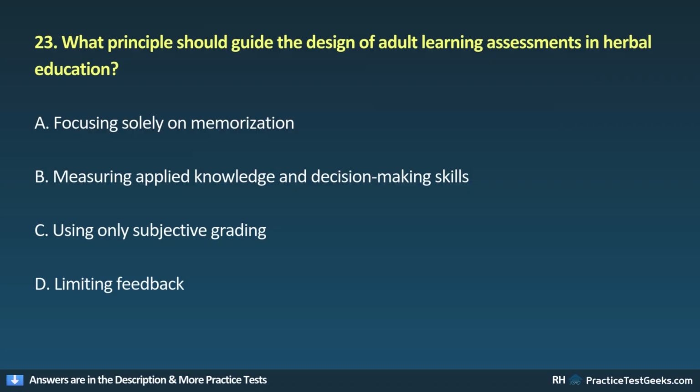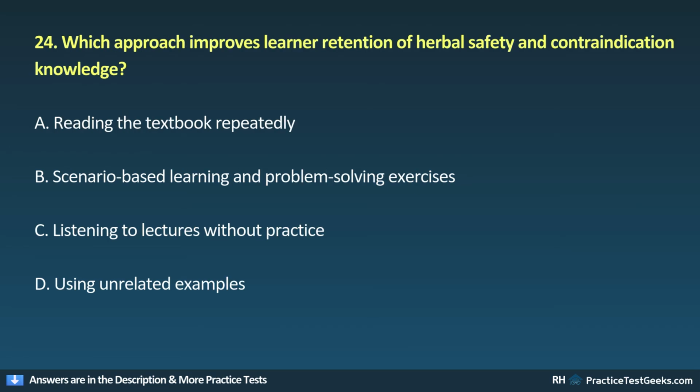23. What principles should guide the design of adult learning assessments in herbal education? A. Focusing solely on memorization. B. Measuring applied knowledge and decision-making skills. C. Using only subjective grading. D. Limiting feedback. 24. Which approach improves learner retention of herbal safety and contraindication knowledge?